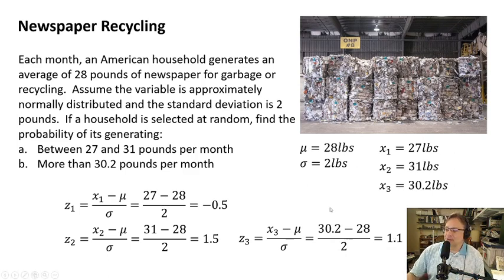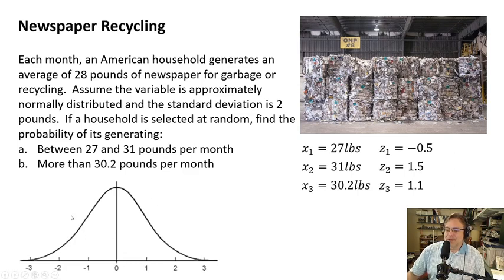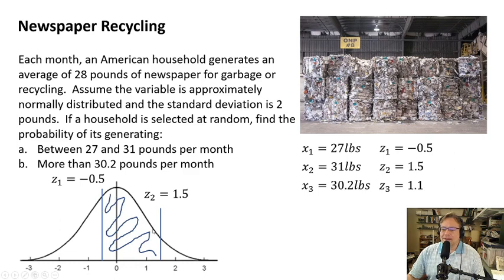We're actually most of the way there now. So let's pull up our standard normal distribution and plot some of these values. Let's remember what these correspond to. We want to find the probability of a household generating between 27 and 31 pounds per month. So that's Z1 and that's Z2. We've plotted Z1 right here, and we've plotted Z2 right here. It's negative 0.5 and 1.5, and we want to find the area underneath this part of the curve here. See how well I drew that?